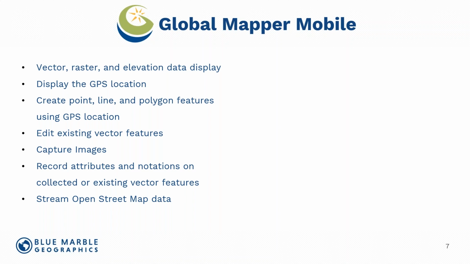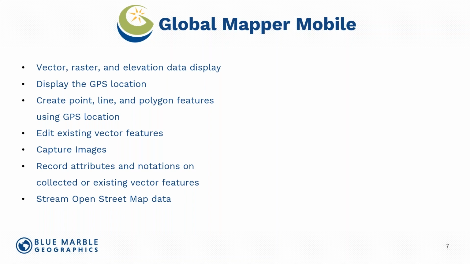You're able to capture images since most smartphones and tablets have a built-in camera. Global Mapper Mobile is able to utilize that, capture images in the field, place those on the map, and embed those images in a saved map so you can bring them back to Global Mapper Desktop for further analysis and to provide some additional context to your field data collection.